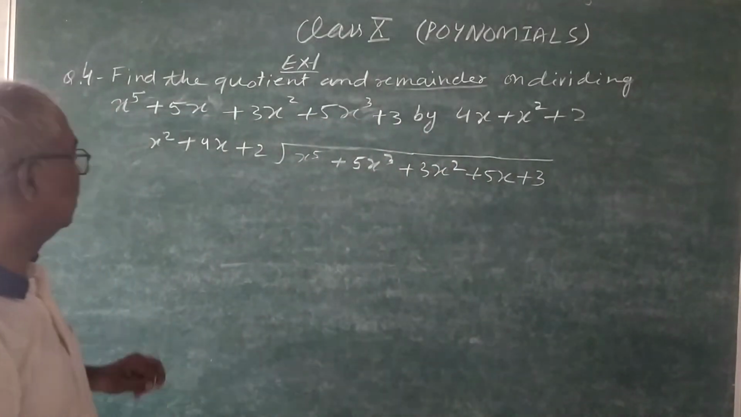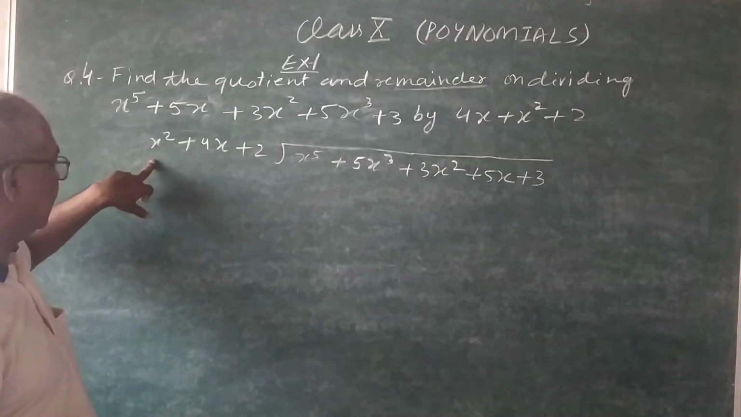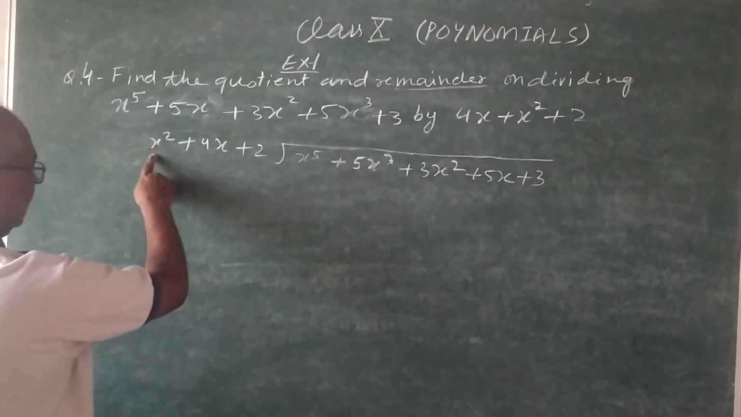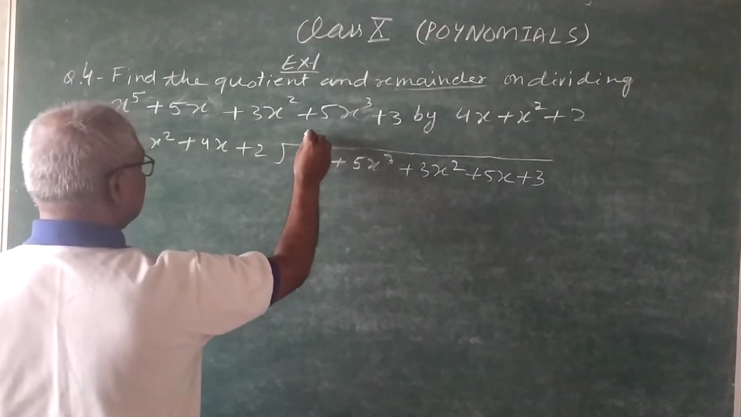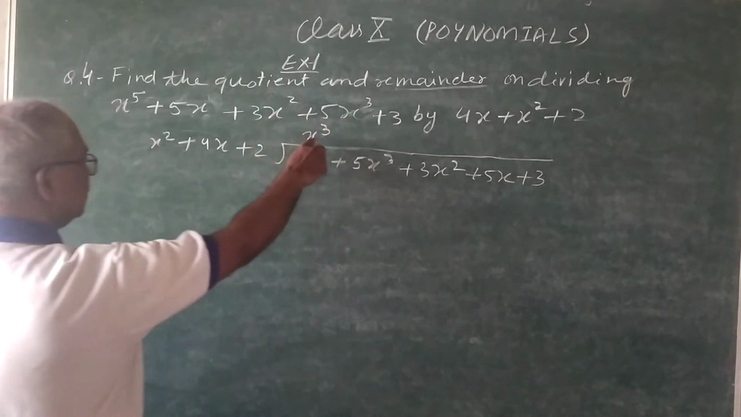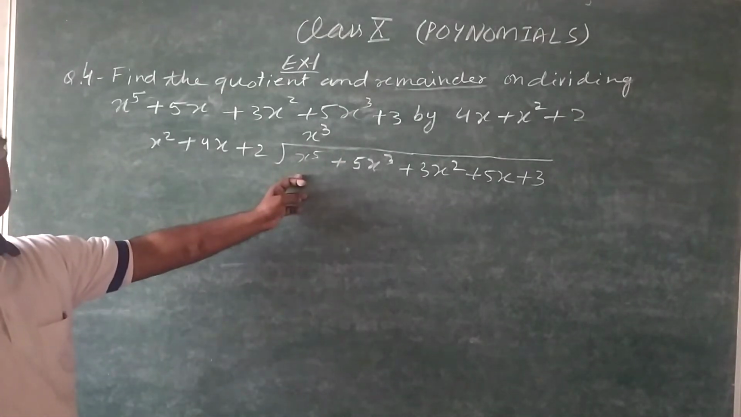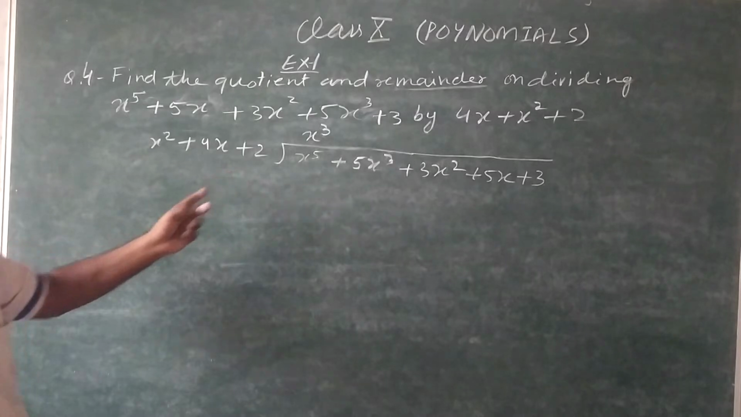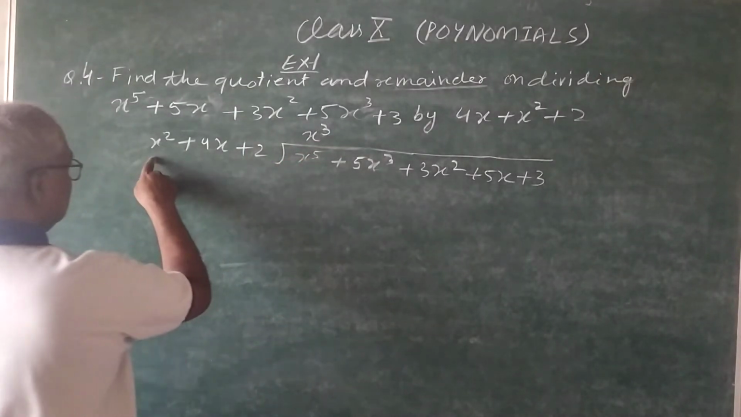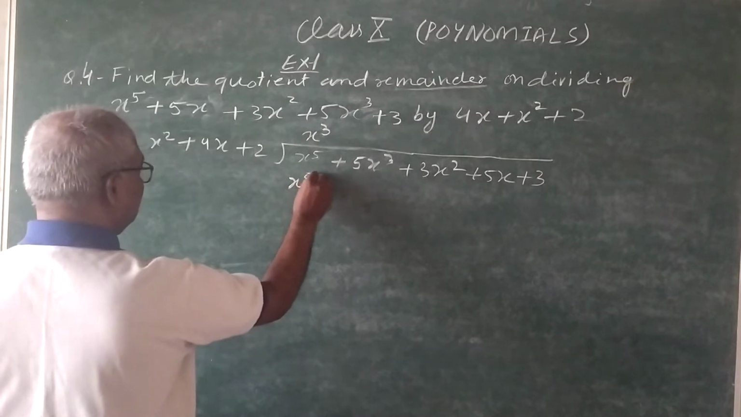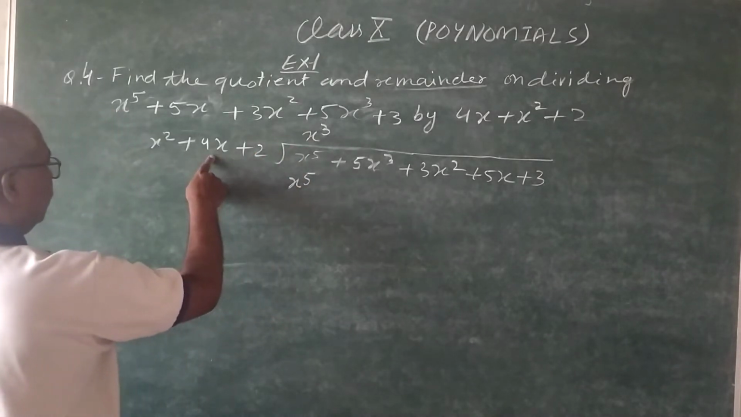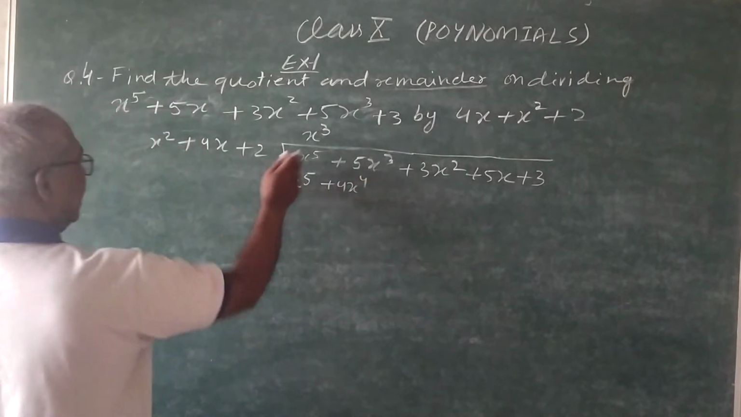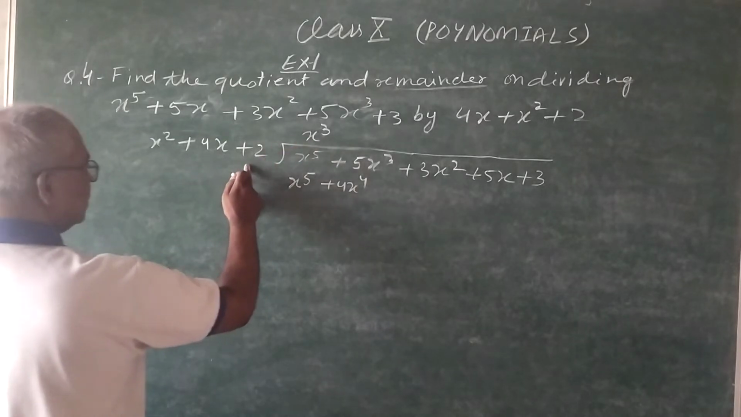How can we divide this? You can take first and first. So x to the power 5 divided by x square, it takes x to the power 3 times. So x to the power 3 is here. So x to the power 3 into x square, that becomes x to the power 5. So first we can multiply to this polynomial. So x to the power 3 multiplied by this, it becomes x to the power 5 and 4x to the power 4, and here is now plus 2x cube.